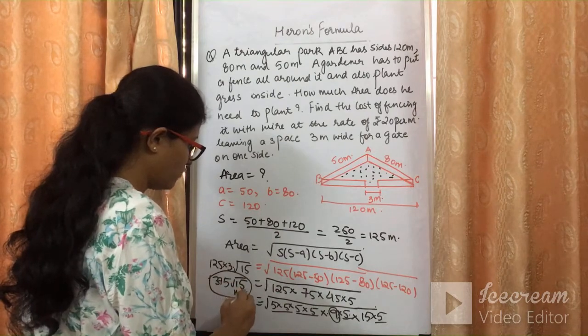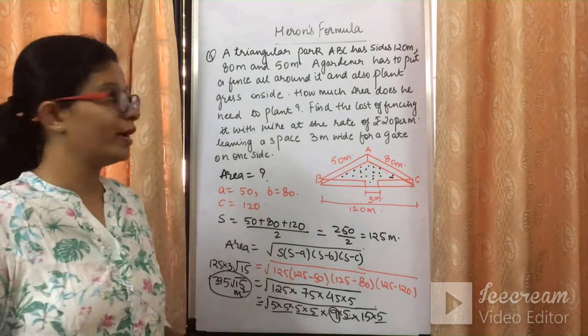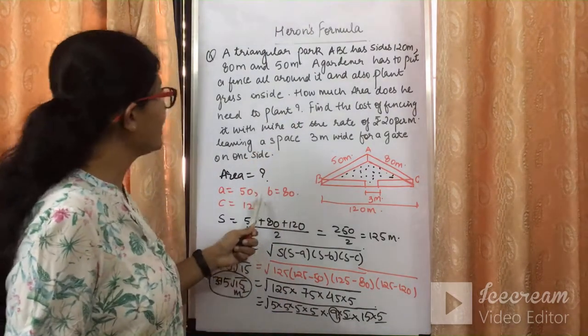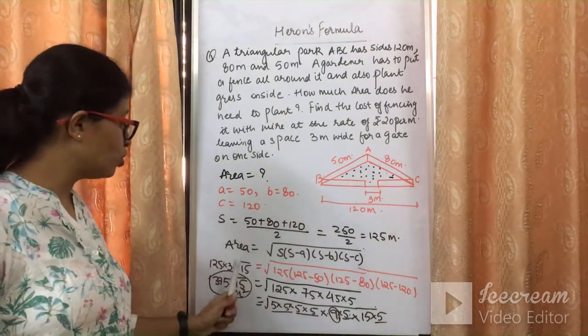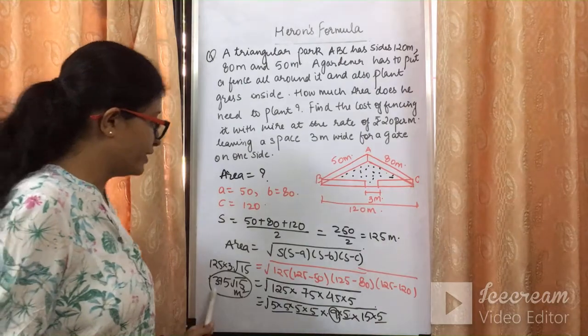You need to have a unit of meter square. The reason is the units are given to you in meters, so the area will be meter square. Don't forget to put this square. So it is in meter square.